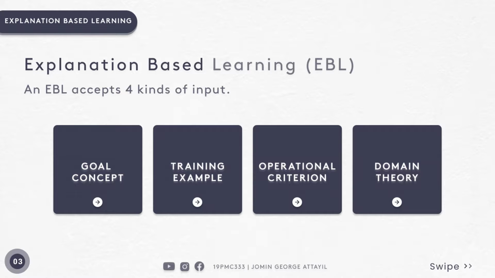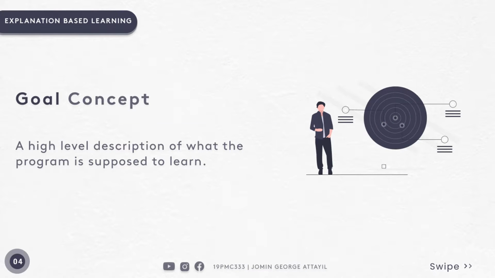There are four kinds of input in explanation based learning. The first one is goal concept, the next one is training example, the third one is operational criterion, and the last one is domain theory. The first one is goal concept. We know what a goal is, isn't it? A goal concept is a high level description of what the program is supposed to learn.